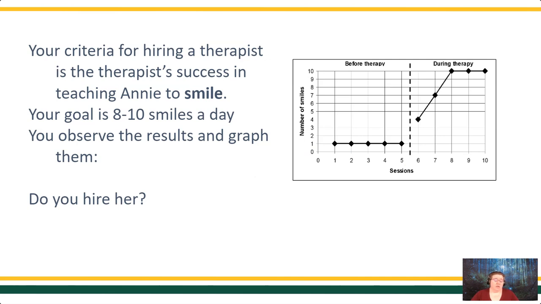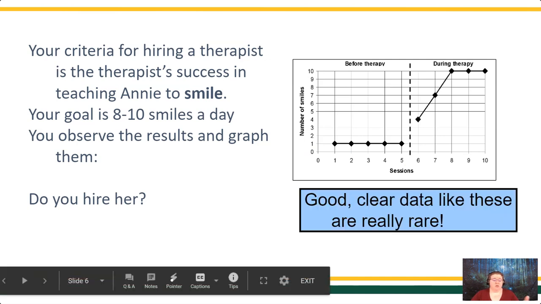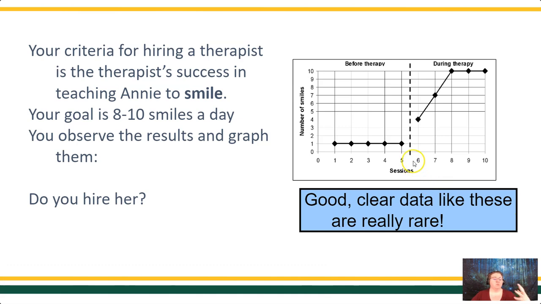Well, these are really good data, and unfortunately, good data like these are really rare. The reason that I say these data are good is they have a lot of features that we're going to unpack as we go on. These data show that there's a very clear difference in the dependent measure. We see a dramatic increase in the number of smiles. The design, of course, is not very strong. We'll come back to that. But we see this big change.